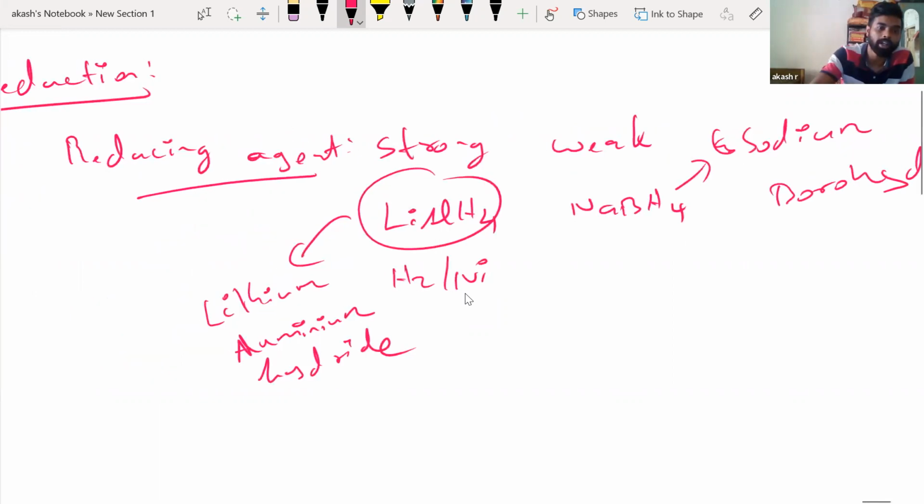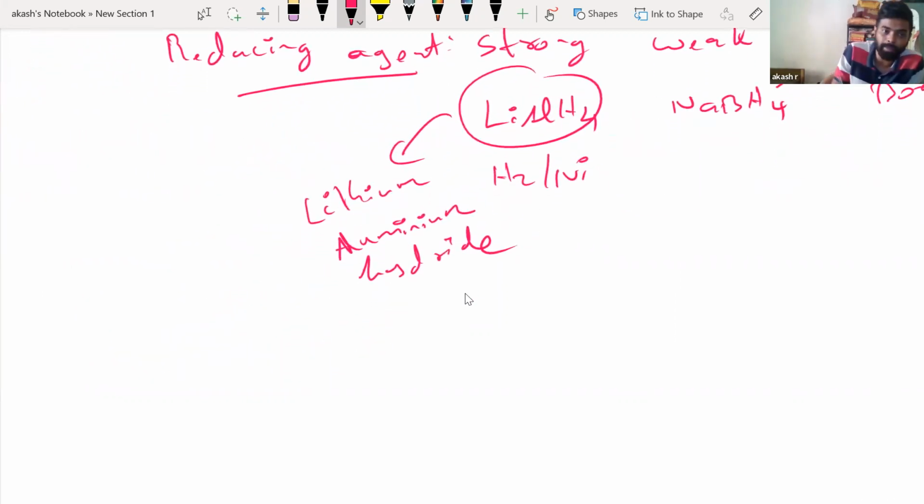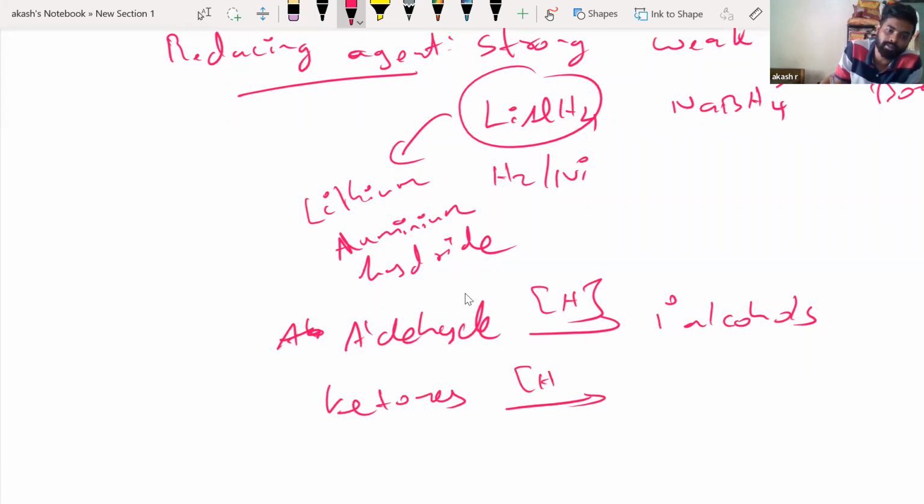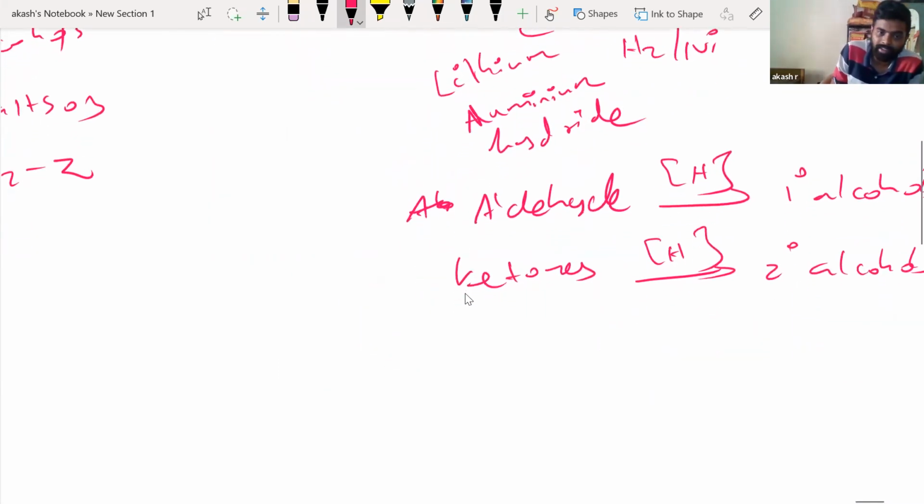Now, what is going to happen? Let us see. Whenever we have an aldehyde and we go for a reduction of this, whether with a strong or a weak reducing agent, we are always going to get primary alcohols. You have already studied this in alcohols. And whenever we have ketones, on reduction that is going to give us secondary alcohols. That's all we have to understand. Now let us take some examples. Say, let me have CH3CHO.